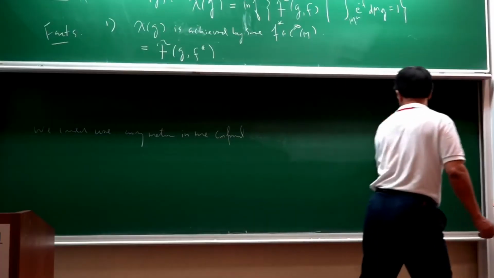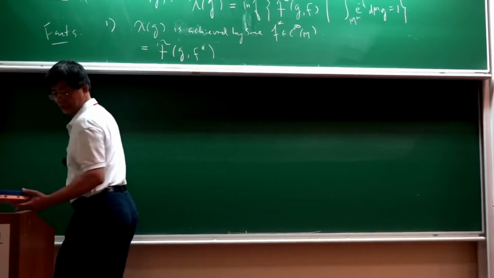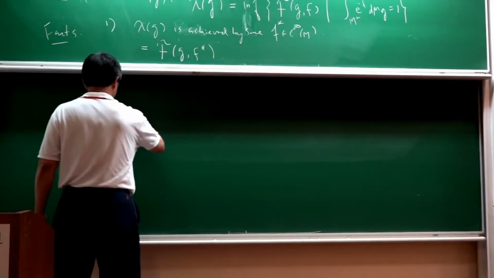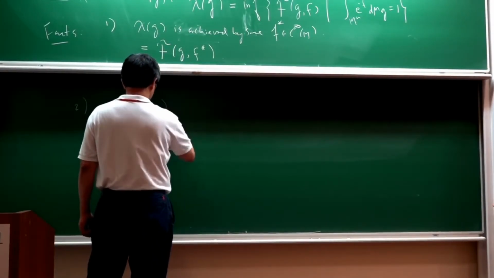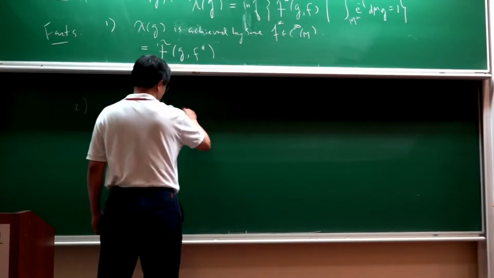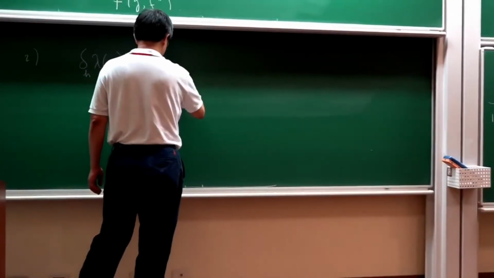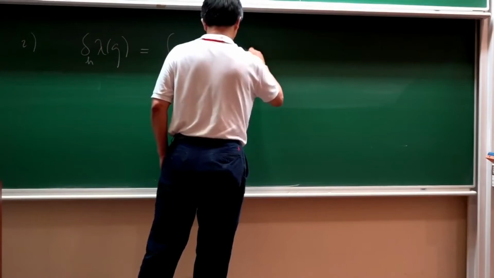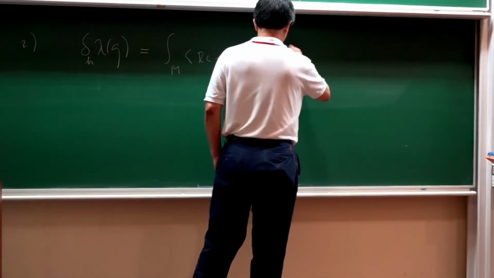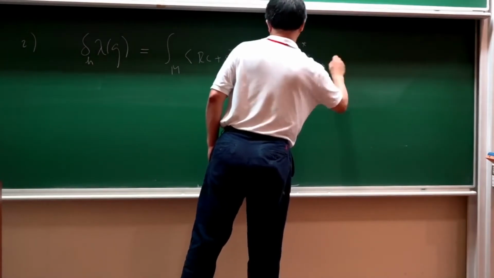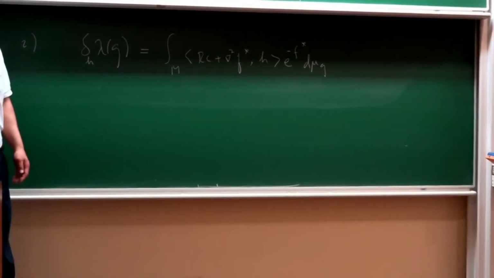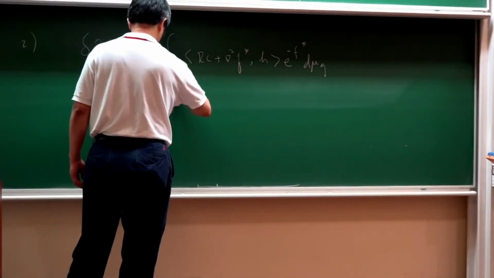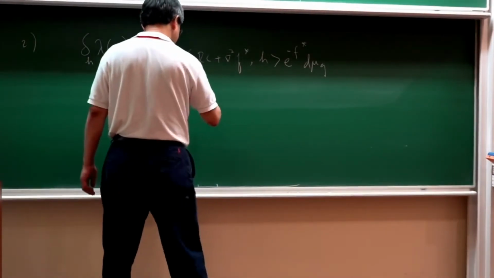And second, the first variation precisely leads to the steady solitons. The first variation of lambda of G in the direction of h is equal to, in this case, Ricci plus Hessian of f star, paired with h, times e to the minus f star. So the critical points are steady solitons.